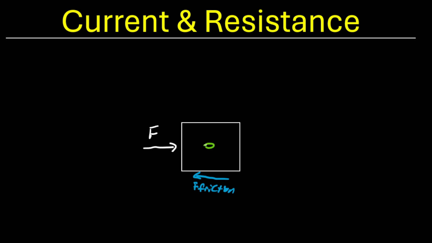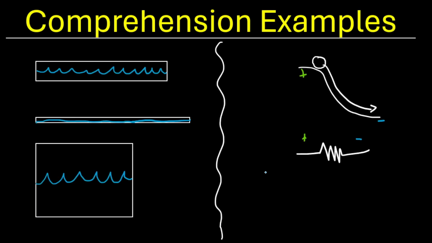Well, if we label our box as our electrons, that means that our force applied is the current, because current is the flow of electrons. And then that means that our friction is our resistance. Since resistance is essentially electronic friction, it opposes the movement of electrons. All right, so let's look at a couple other analogies.